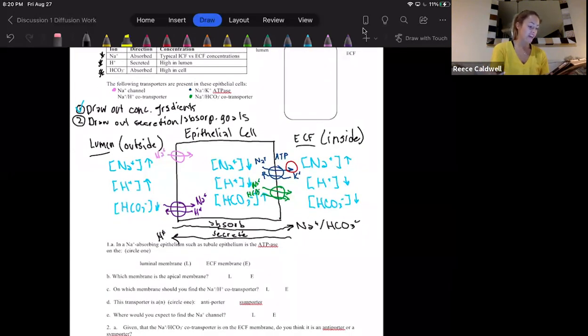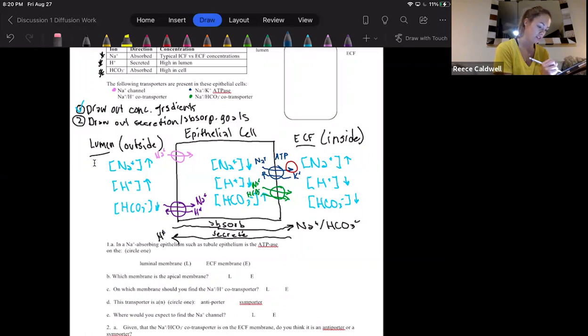Number 1A is talking about sodium absorbing epithelium, such as tubular epithelium. Is the ATPase on which side? So which side is going to be dealing with that sodium potassium ATPase transporter? Well, if we look back up at this diagram, we can see that that is going to be on the extracellular fluid side, and I'll color code this as well to follow up above. So we can see here, that's on that extracellular fluid side. That's that ATPase, sodium potassium transporter.